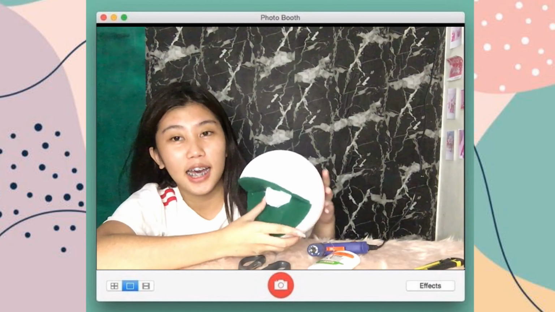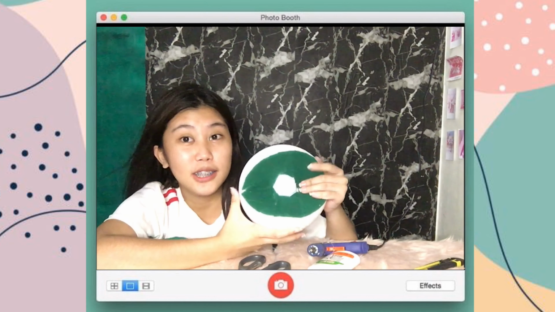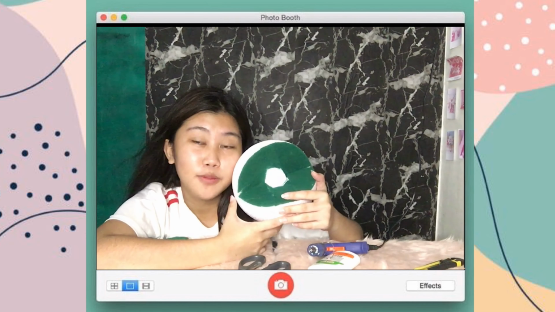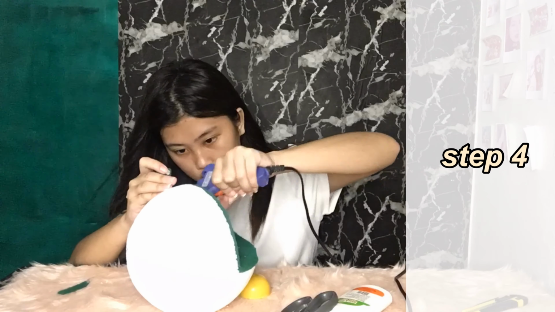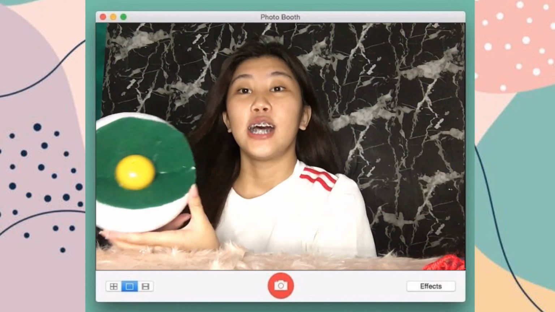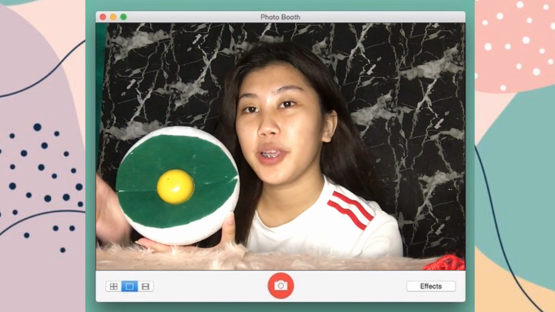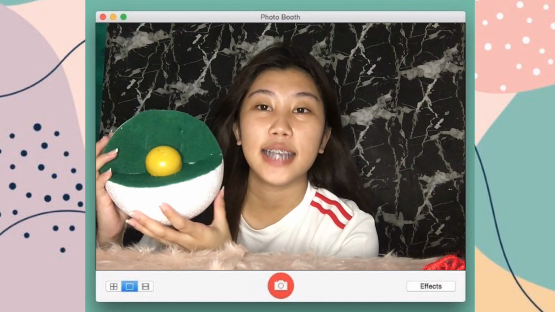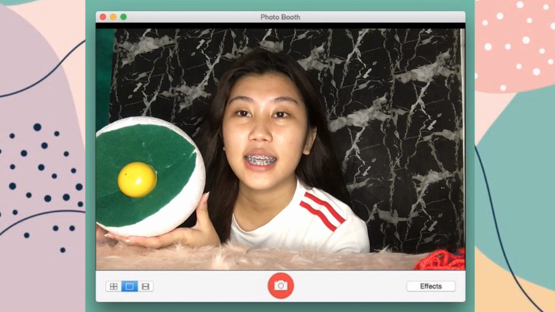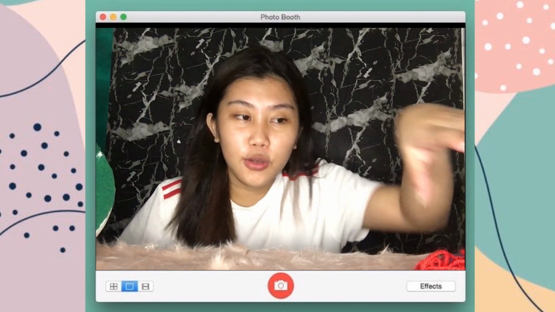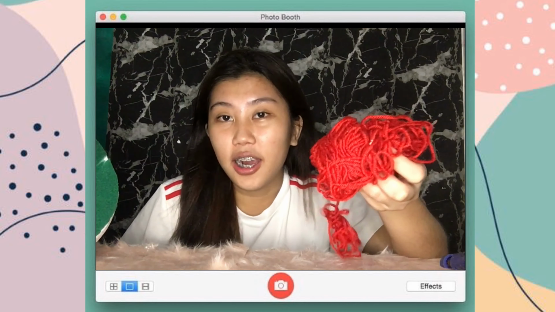I'm currently done with the first part, which is the cytoplasm, and now let's move on to the nucleus. What I use in the nucleus is from my nephew's unused toy. So now we are done with our nucleus and our cytoplasm, and now let us proceed in making our endoplasmic reticulum, and we are going to use our used yarn.